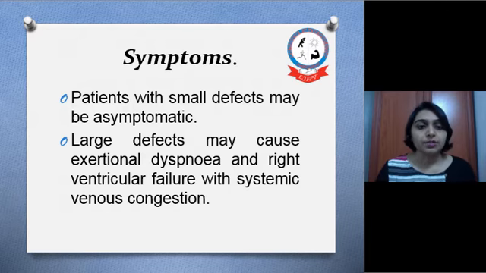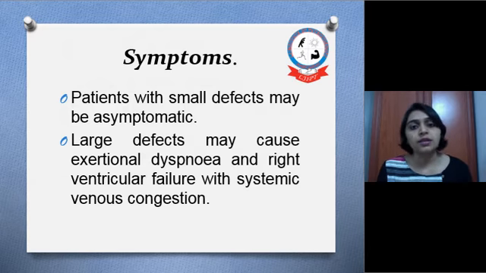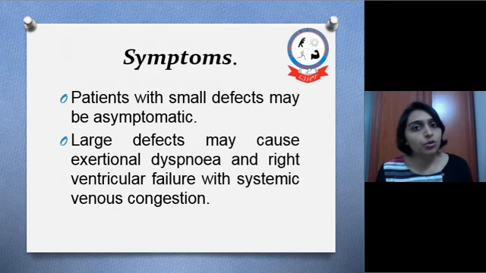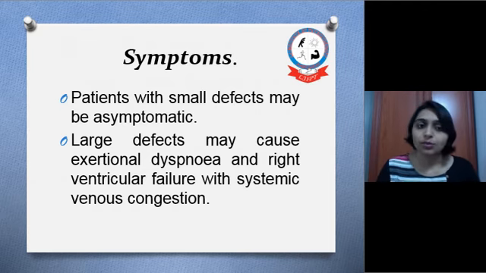If we see the symptoms, a patient with a small defect may be completely asymptomatic. We have to wait for 4 to 5 years. We should not even give treatment. We have to just wait for closure, and we have to manage with conservative management only.